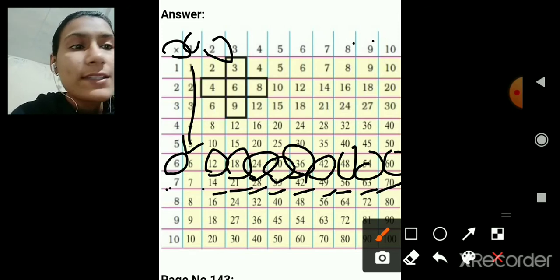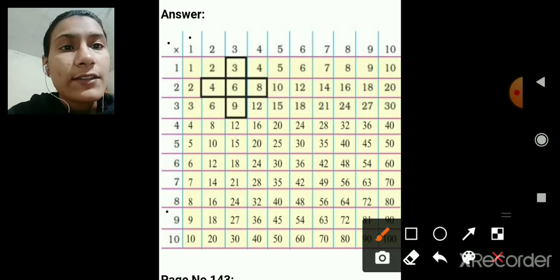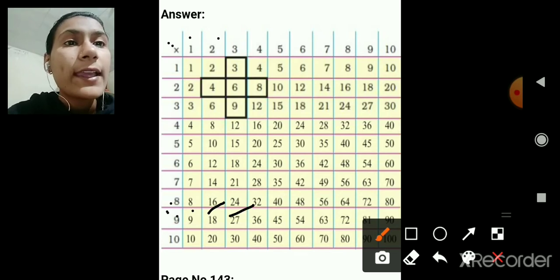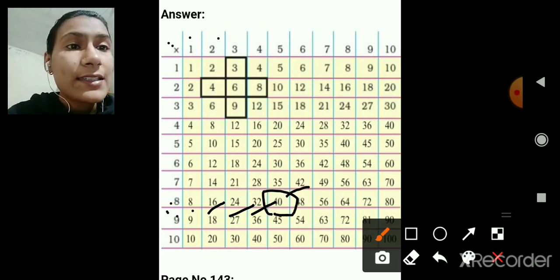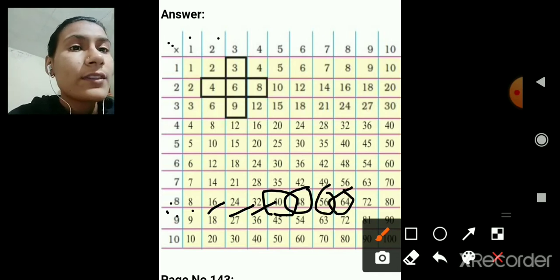Now next one is 8. 8 multiplied by 1 is equal to 8. 8 multiplied by 2, 8 2's are 16. 8 3's are 24. 8 4's are 32. Then 8 5's are 40. 8 6's are 48. 8 7's are 56. 8 8's are 64. 8 9's are 72. And 8 10's are 80.